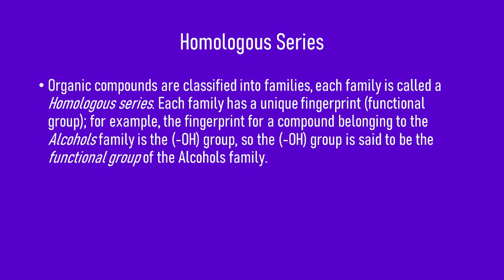Organic compounds can be classified into families. Each family is called a homologous series. The members of a homologous series have many things in common. First, they have the same functional group. A functional group is the fingerprint of the family. For example, alcohols have the functional group OH, meaning that any alcohol in the world would have the OH group. This is the fingerprint of the family.